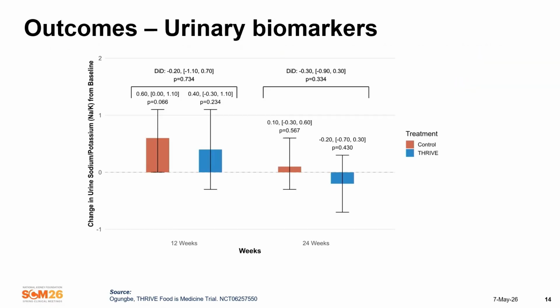Now the urinary biomarkers. This is the urinary sodium-potassium ratio, which is a sensitive biomarker of dietary sodium to potassium balance, and it is associated with blood pressure and cardiovascular risk. At 12 weeks, the Thrive group showed a within-group change of 0.40, and the control showed 0.60. The between-group difference was minus 0.20, which is not significant at 12 weeks. At 24 weeks, the Thrive group showed a drop of 0.20, and the control had an increase, so the difference was about minus 0.30, while the between-group differences were not statistically significant. The Thrive group trended downward, but all the values remained within normal physiological changes.